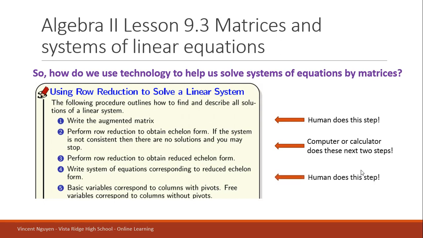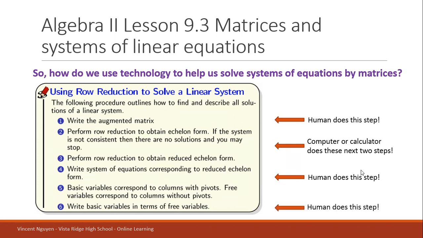So humans do that step also, right? Once the calculator finishes all the calculation and gives you an answer, you have to look at the answer and be able to say, oh, x is equal to blah blah blah, y is equal to blah blah blah. So that's human. We do that step, right? And then we write the solution. So of course we do that step too, right? Okay, so pretty simple. The calculator does all the operations. We just need to know what to put in and what it means when it comes out.